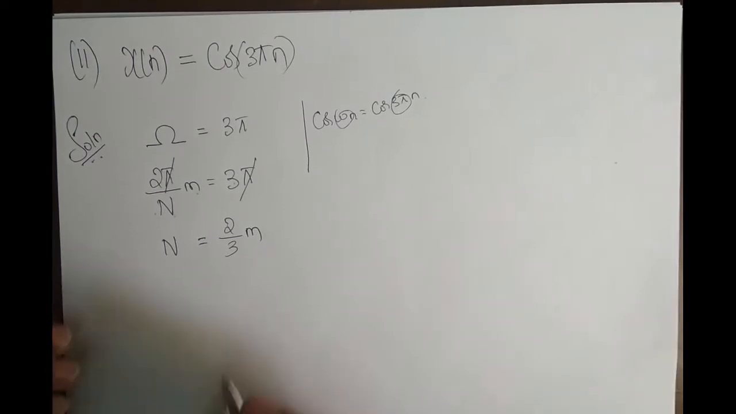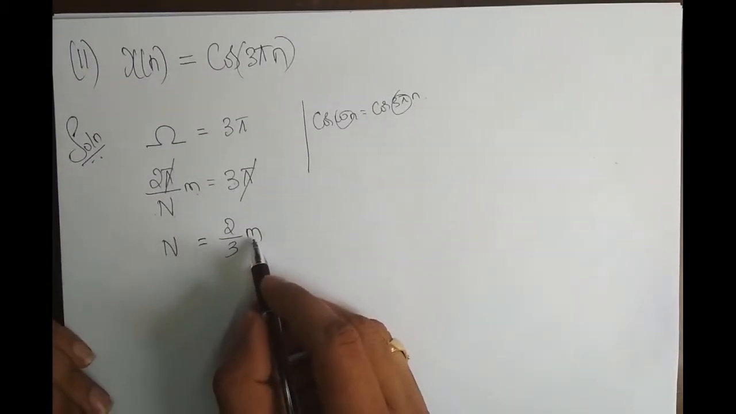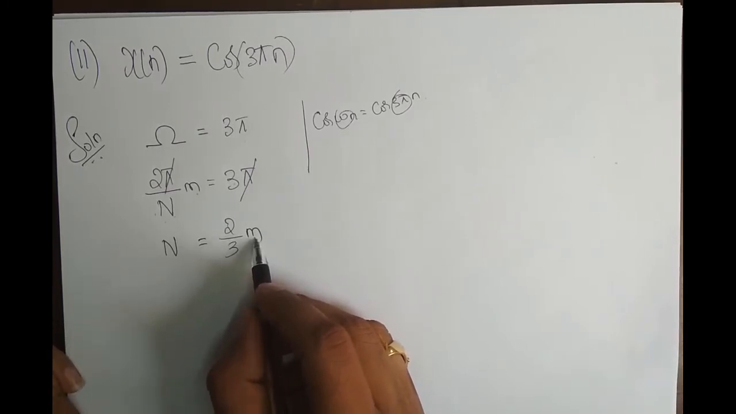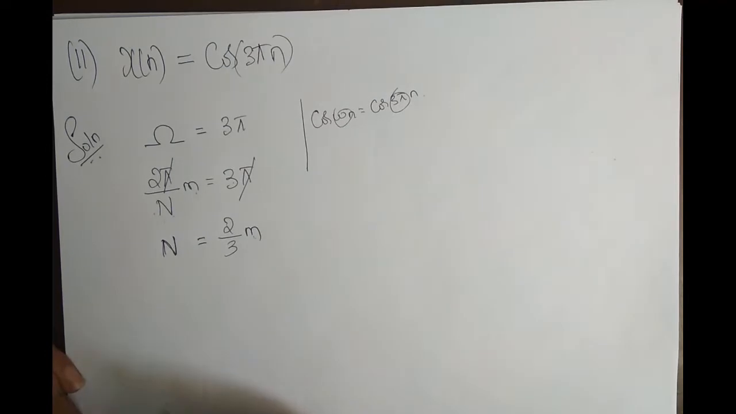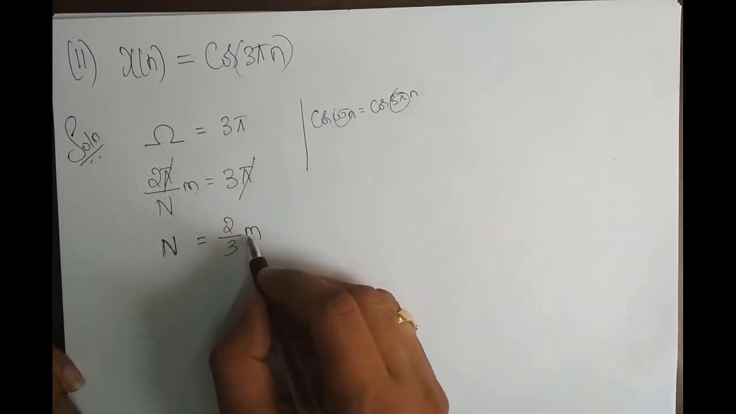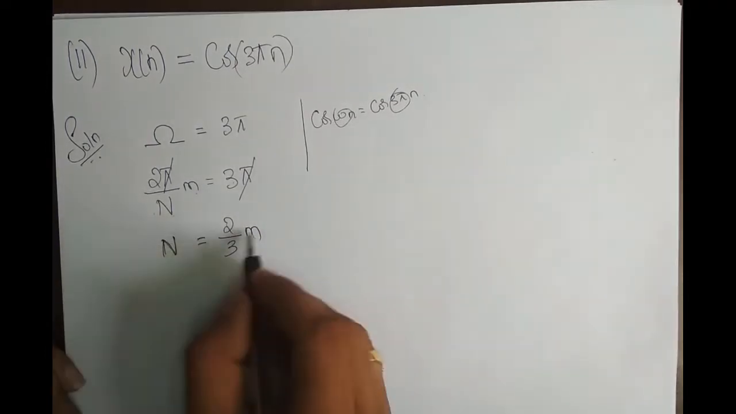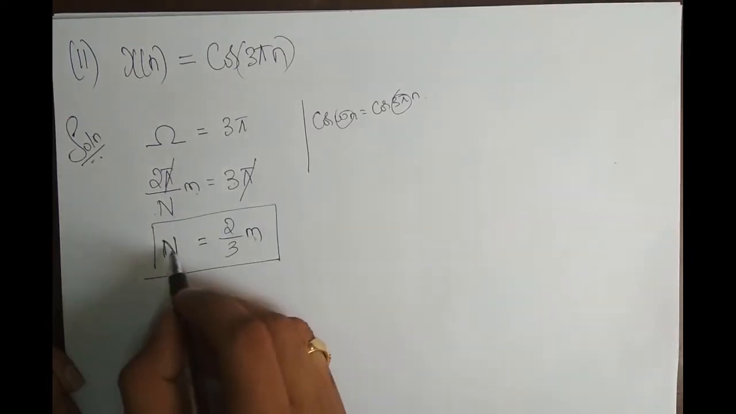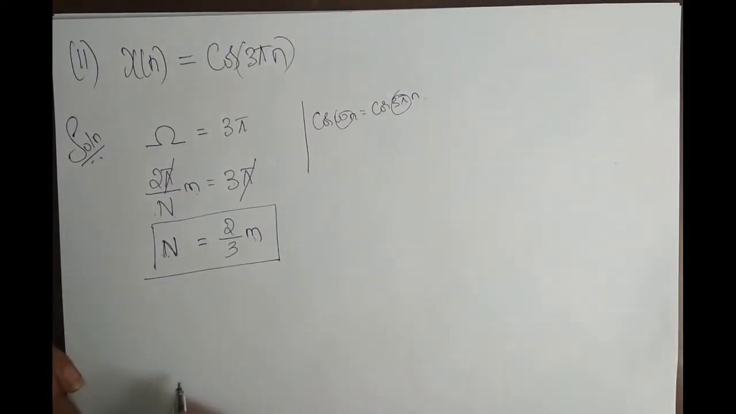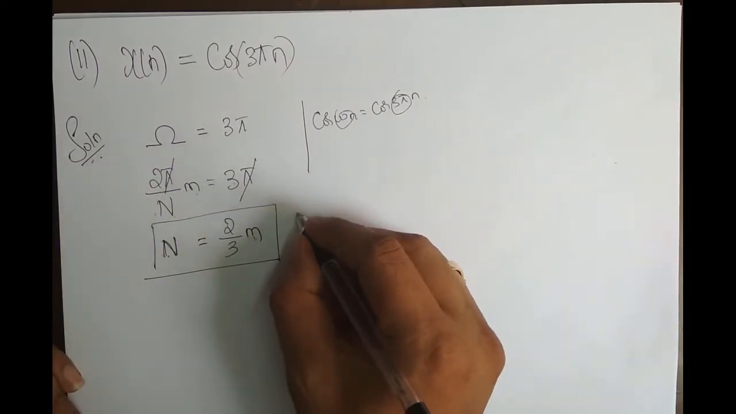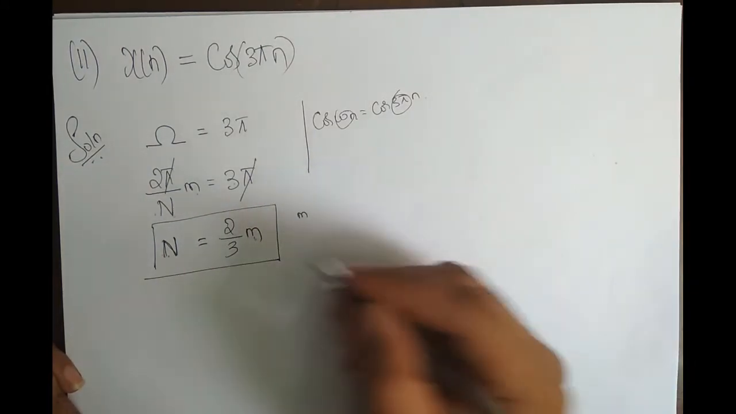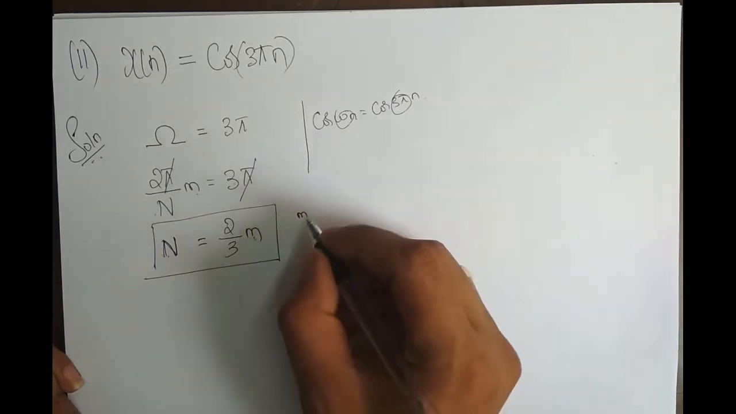Listen here carefully. What is the smallest value of m for which the right hand side of this capital N is an integer? I repeat again, what is the smallest value of m for which the right hand side of this equation, this capital N, is an integer? We will check it. For m, I cannot put m equal to 0 because 0 does not make any sense.